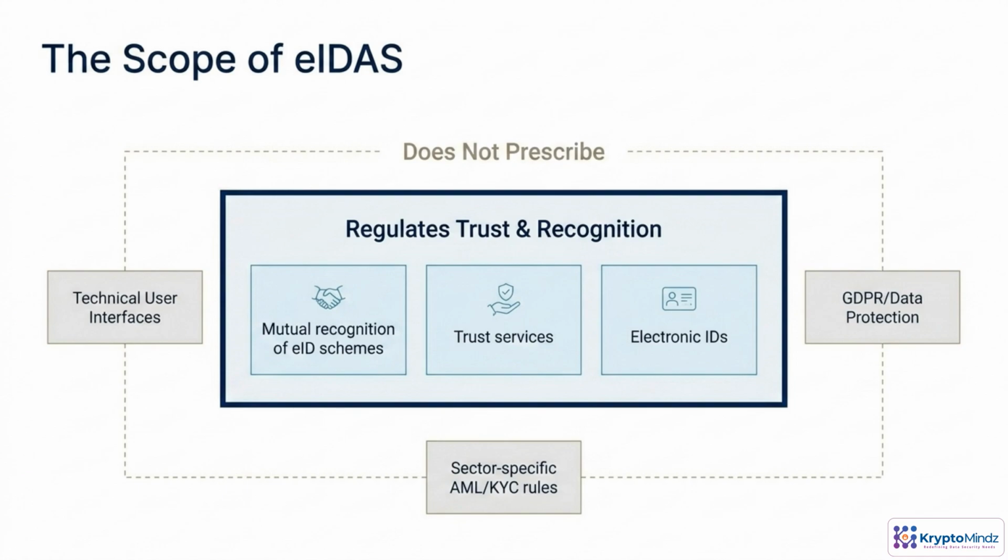At its core, eIDAS is about trust, not about designing whole systems for you. It sets common rules so that electronic IDs, trust services, and national eID schemes are mutually recognized across borders. However, it doesn't replace other regulations. Data protection still follows GDPR, and anti-money laundering checks follow sector-specific AML and KYC rules. It also doesn't dictate your technical user interfaces. You remain free to design UX and implementation details as long as you respect these trust rules.